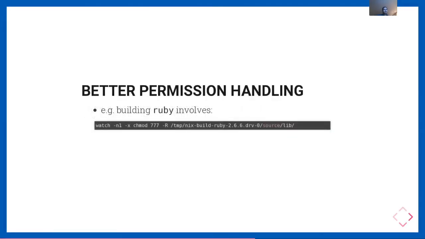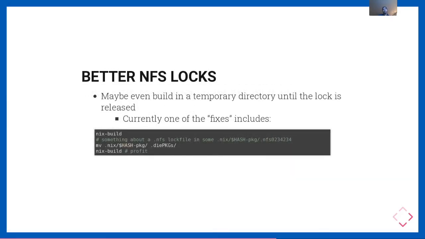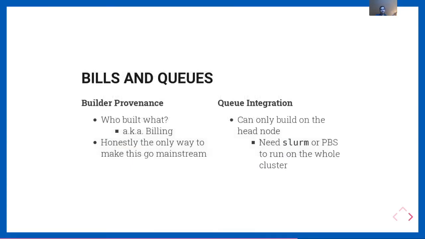So what do we need really? We need better permission handling. There was this incredible moment when the permissions were so poorly set that you actually have to run a little watch command, which is terrible. And of course, nobody should be 777ing their permissions, but still. Another issue is that the lock is not necessarily released at the same time, especially when you're building a large package. And one of the quote-unquote fixes is basically moving the entire directory, and then rebuilding it, which is clearly not ideal, right?